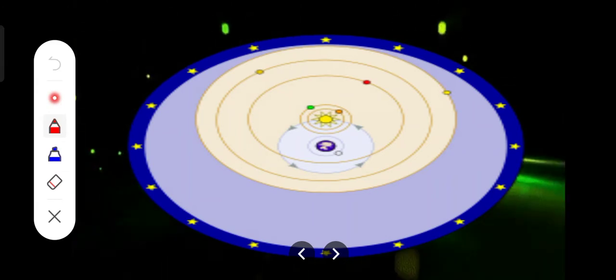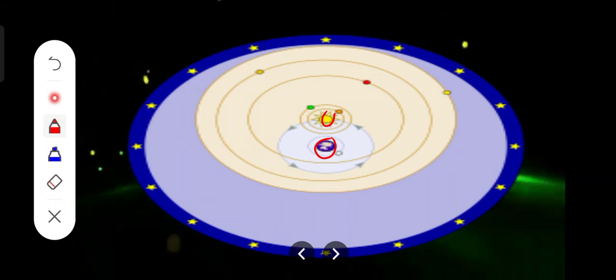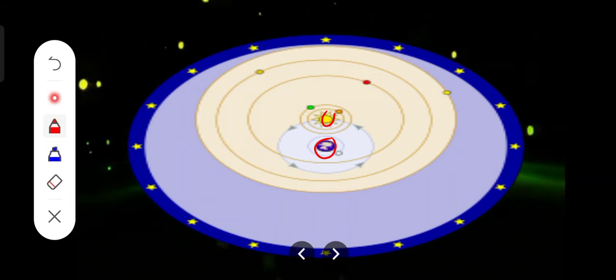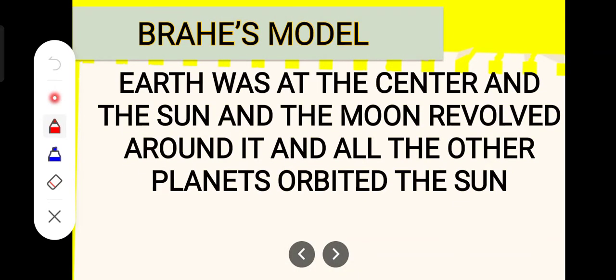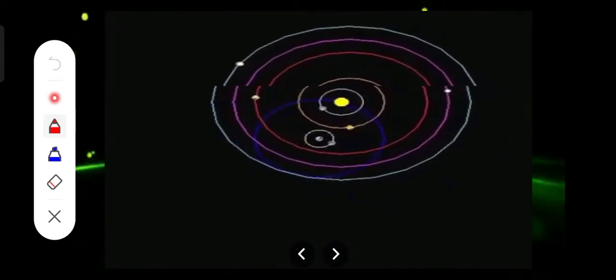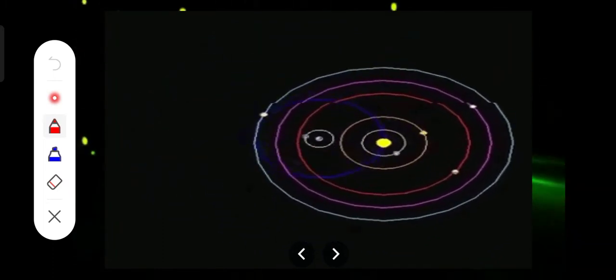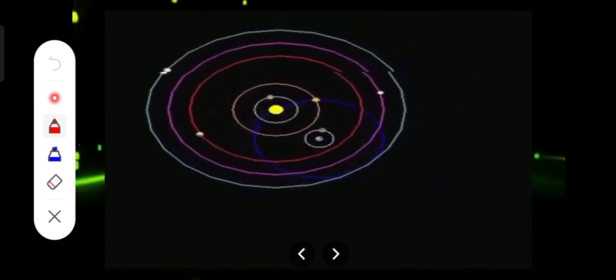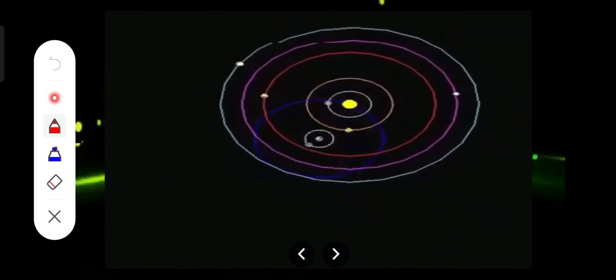So, as you can see, we have here the Earth and the Sun. By looking at that portion, is the Sun the center or is the Earth the center? So, dito sa Tycho Brahe or the Brahe's model, Earth was at the center and the Sun and the Moon revolved around it and all the other planets orbited the Sun. So, as you can see, the Sun is revolving around the Earth, but the other planets are revolving around the Sun. So, meaning, the Sun and the Earth is the center of the universe.